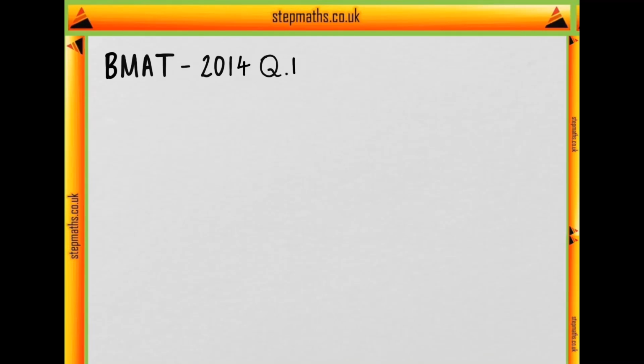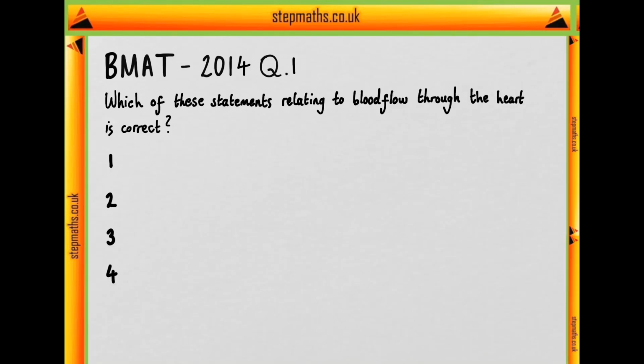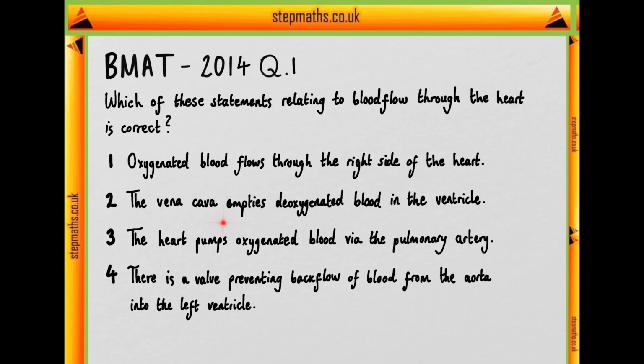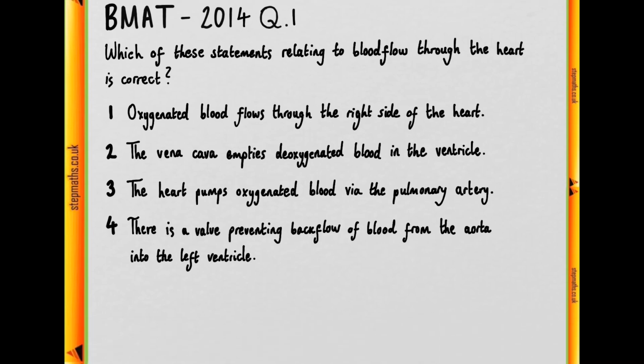So in this question, we're given 4 statements which we're told relate to blood flow through the heart, and we're asked which of these 4 statements is correct. So we've got our 4 statements here. Before we jump into each of these statements, it's good to, and do this in the exam as well, refresh your memory of the process of blood flow through the heart so that you can notice any inconsistencies here.